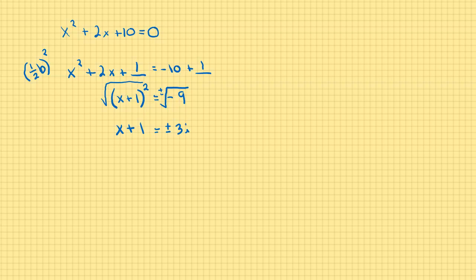We have x plus 1. We're going to subtract 1 from both sides. Okay, so that gives us x equals negative 1 plus or minus 3i. And those are the two solutions. See, the two solutions are negative 1 plus 3i and negative 1 minus 3i. And that's it.